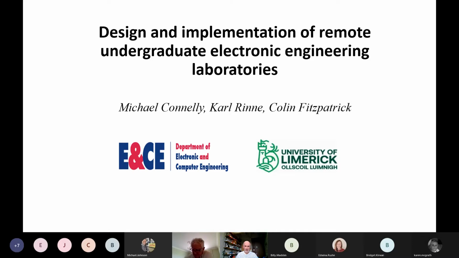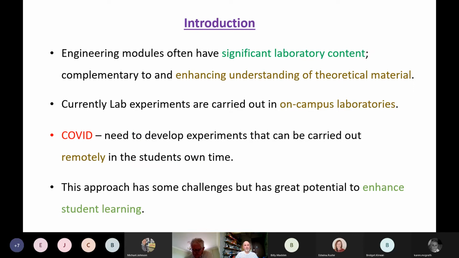Caroline and Colin Fitzpatrick are my academic colleagues in the Department of Electronic Engineering at the UL. First of all, I know this is probably quite different to most of the presentations in the sense that it's dealing with quite detailed engineering type content.